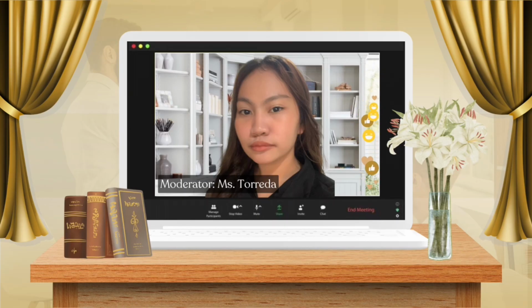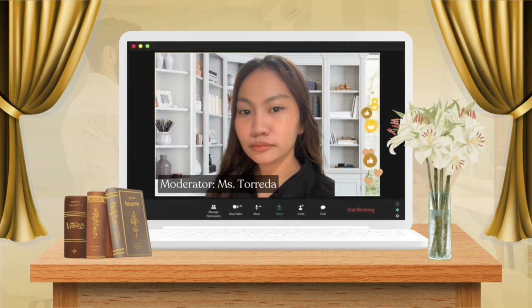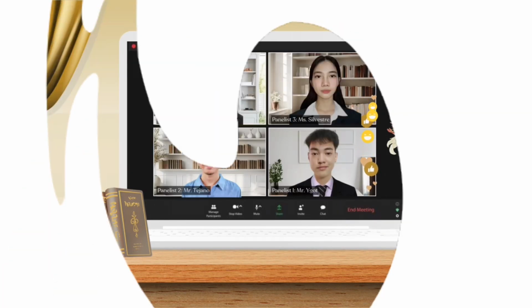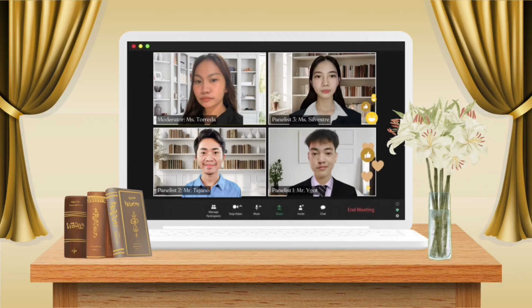As we all know, ethics is about the principles or values that guide a person's behavior and decisions while interacting with others that help safeguard participants' personal information, maintaining confidentiality, and promoting unbiased information. Ethics also helps researchers decide with honesty and accountability. So now, let's proceed to moral principles and values. This time, Mr. Ygot will be the one to answer and explain how moral principles like respect, beneficence, and justice guide ethical decision-making in ELT research.